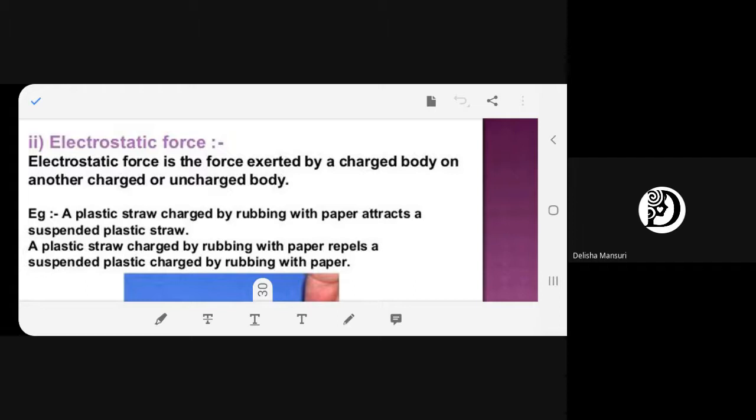Electrostatic force: static and electricity. The combination of electricity and static is electrostatic force. What is this force? It is always given by a charged body. And how does the body get charged? When you rub it. Simple.